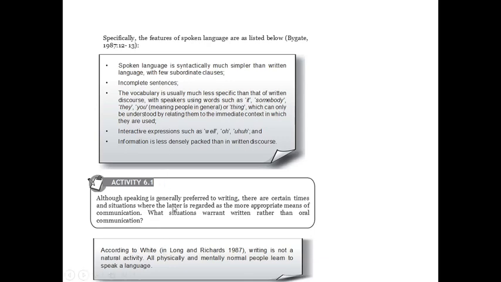So there's an activity. Although speaking is generally preferred to writing, there are certain times and situations where the latter is regarded as the more appropriate means of communication. What situations warrant written rather than oral communication? So, according to White, writing is not a natural activity. All physically and mentally normal people learn to speak a language. So, discuss those ideas.